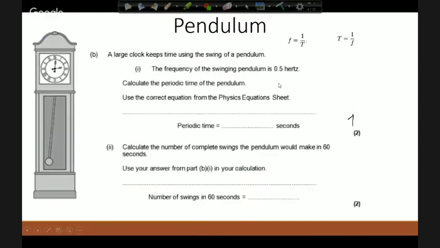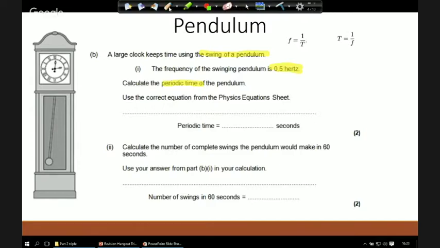So just to make sure that we're happy with our pendulum and the equation here, highlighter out. A large clock keeps time using the swing of a pendulum. The frequency is 0.5 hertz. Calculate the periodic time of the pendulum using my correct equation. Well, that's going to be T equals 1 divided by f, which equals 1 divided by 0.5. Put it into your calculator. Easy to make slip-ups with simple sums like that. That's going to give you an answer of 2 seconds.